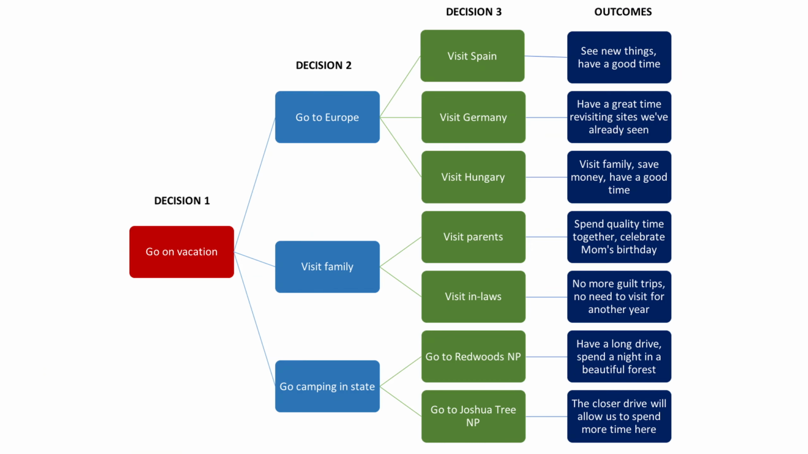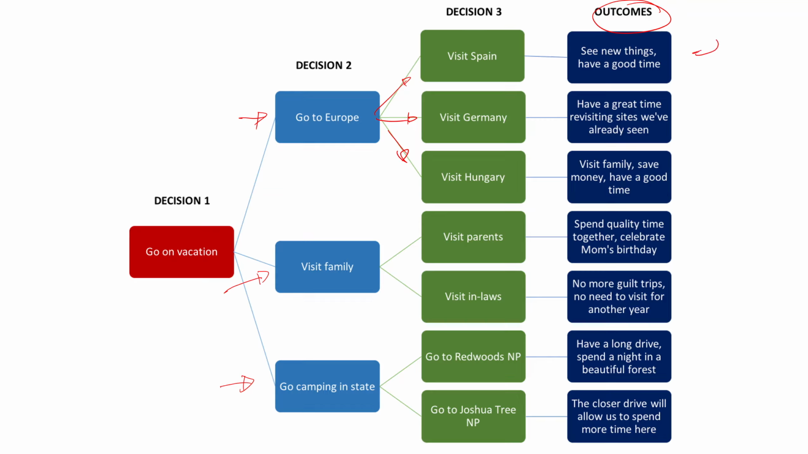Next, this one. Let's say you're going on a vacation, and that is your decision. Now, as to where you're going to go, you can construct a decision tree for that. First, you might want to go to Europe, or visit family, or go to a camping state. And then for each of these decisions, what are you going to do? If you want to go to Europe, you visit Spain, Germany, or Hungary. And then there are also the possible outcomes.